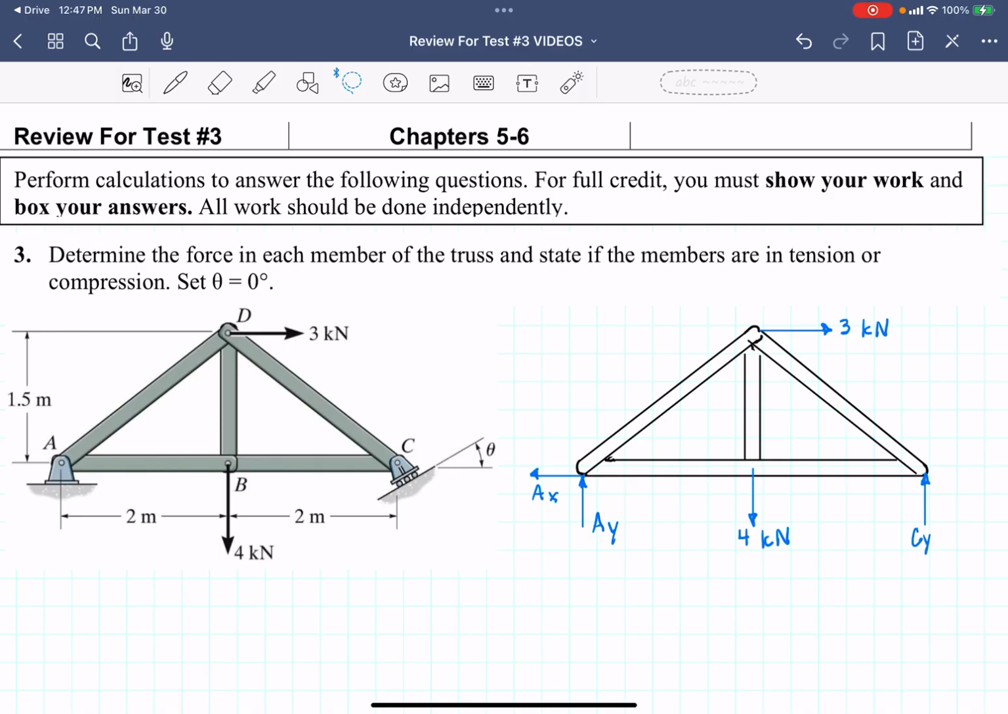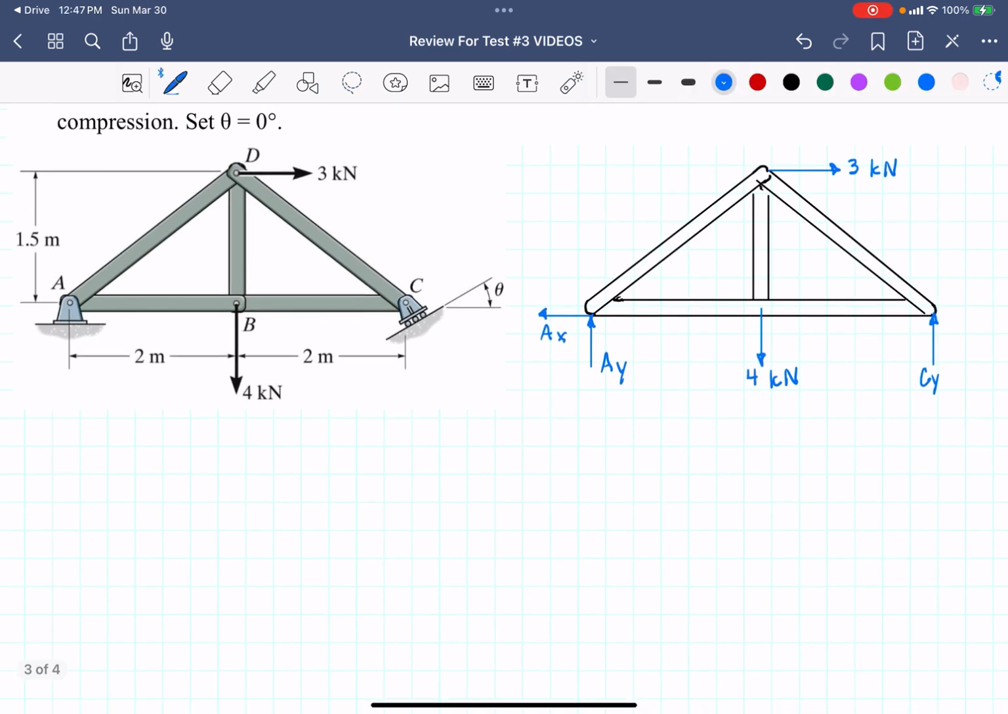And A is a pin, so we have two forces at A. So let's solve for our support reactions. I'm going to start with doing the forces in the x direction. So I can say positive forces in the x direction equal 0. All I've got in the x direction is negative A of x and 3 to the right equals 0. So therefore A of x equals 3 kilonewtons, and it's to the left, like I assumed.